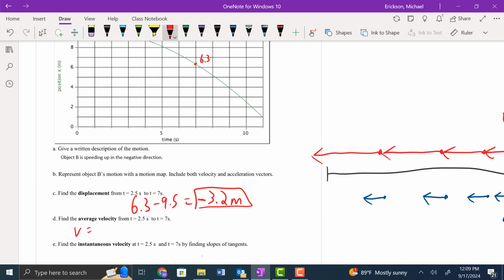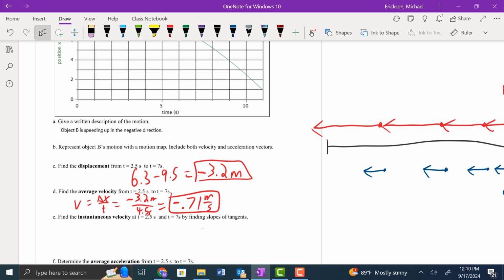Then they ask us, what is the average velocity from that time span again? Well, I know velocity is just displacement over time, and I just found the displacement. So I can just do negative 3.2 meters over this time frame, which is 4.5 seconds. If I subtract 2.5 from 7, I'll get 4.5. I should expect somewhere around a third or 2/3. And I get negative 0.71 meters per second. All right, very precise number. We're just going to have these numbers for the rest of this worksheet, but that's fine. That's my average velocity.